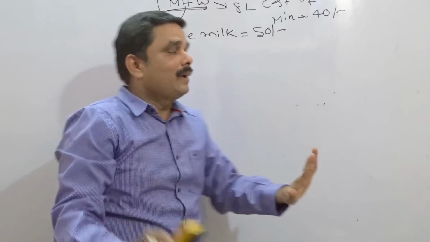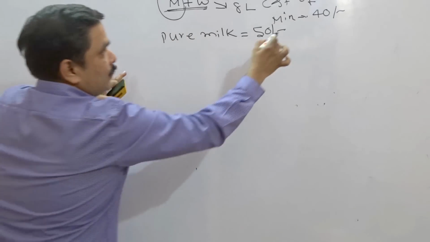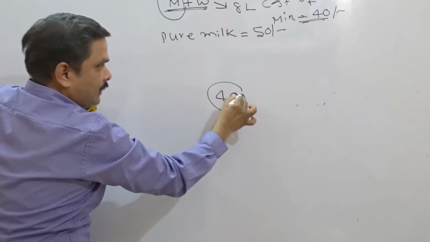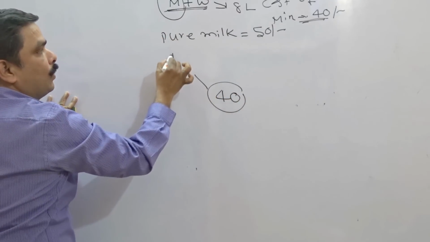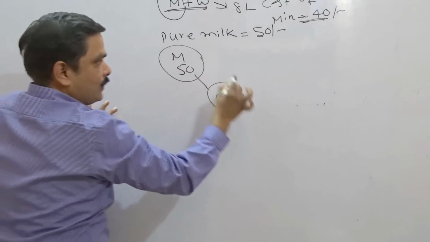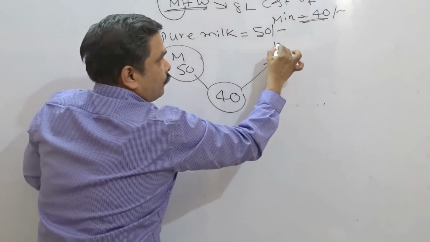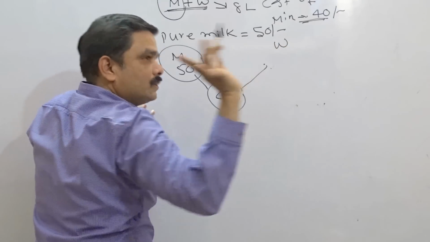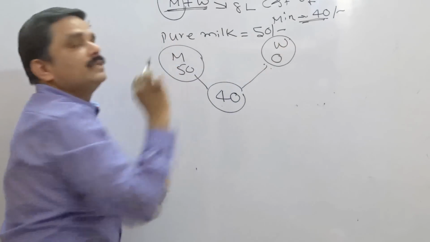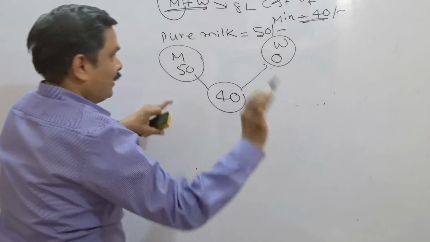Simply, I can use the rule of alligation here. So now this mean value, I am taking as 40 rupees, and the cost of pure milk is 50 rupees. This is cost, and now here the cost of water. Remember, water is free of cost. Always you have to take this as 0. Now what is the proportion or ratio here?